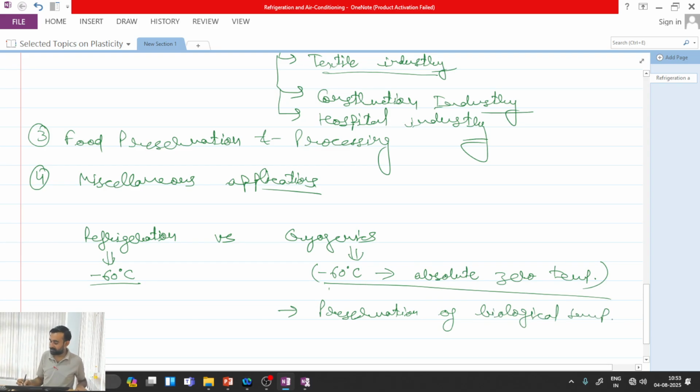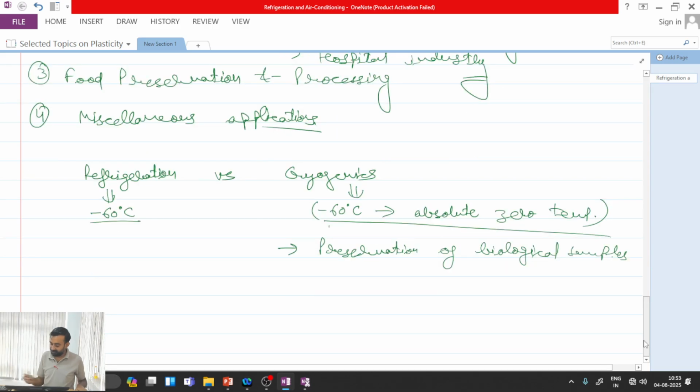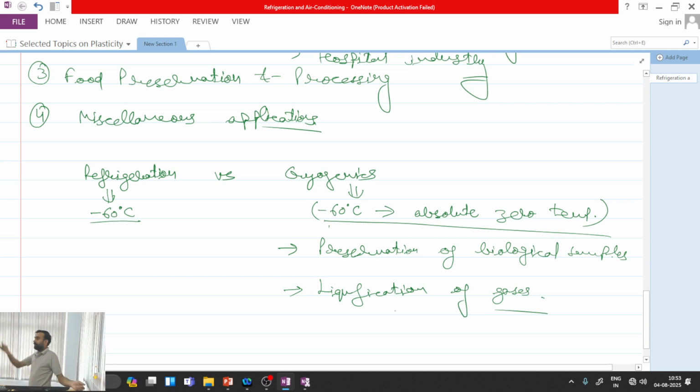and other than that, it is also significantly used for liquefaction of gases. Liquefaction of gases and separating different constituents from a gas mixture. Is this point clear? For example, in air, you have carbon dioxide, you have nitrogen, you have oxygen, major constituents. Now, if you have to extract pure oxygen out of the air, what you need to do?